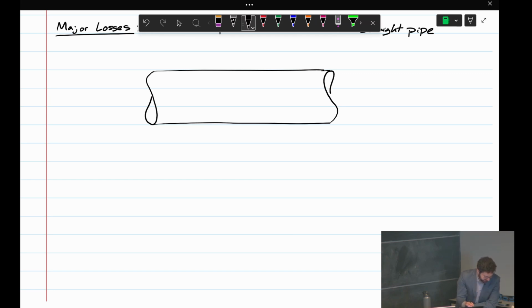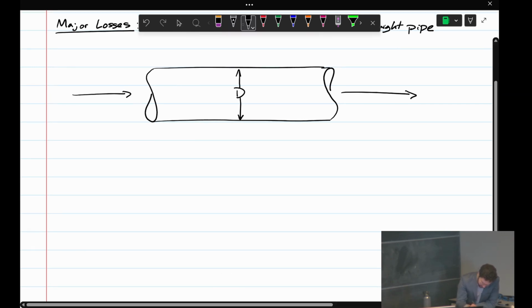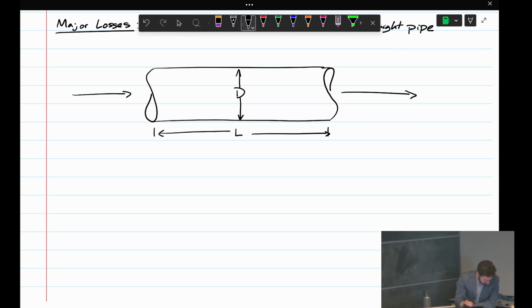So here's a section of pipe. The flow is going in like this. The internal diameter of this pipe is this dimension here, and the length is here. We're going to measure the average pressure at point 1 and point 2.